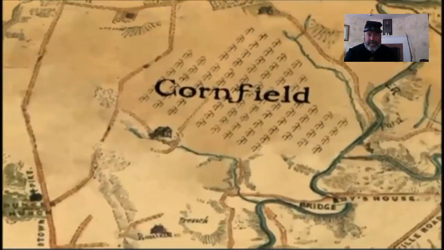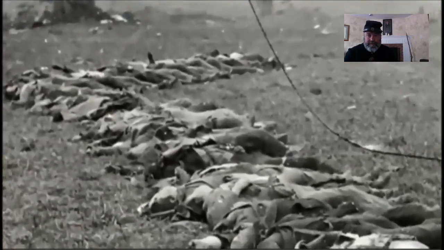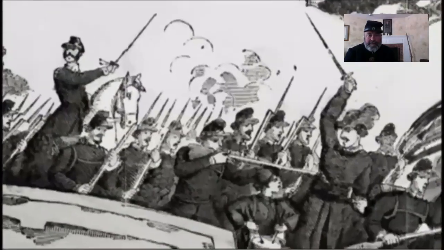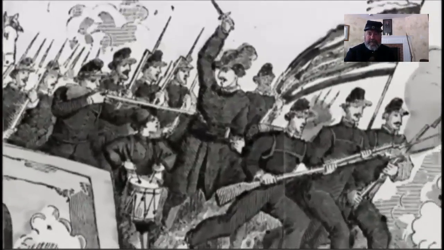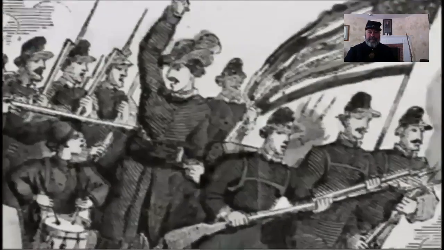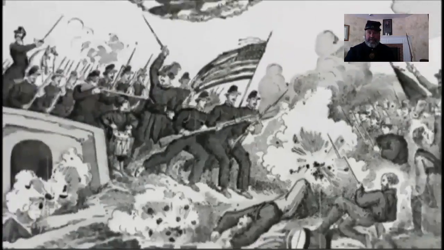Fighting in the morning centers around a cornfield that is soon strewn with dead. A church on the battlefield, known as the Dunkard Church, is riddled with bullets. Late in the day, the left wing of the Union Army under General Ambrose Burnside charges across a stone bridge and breaks the Confederate line. A Union victory is in sight.